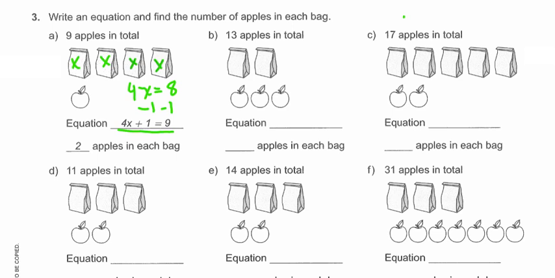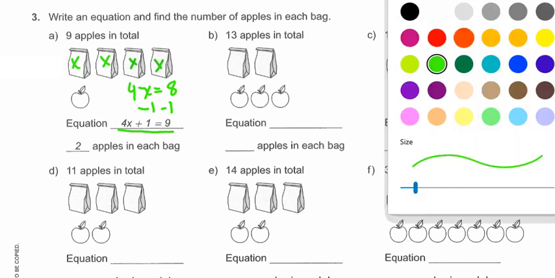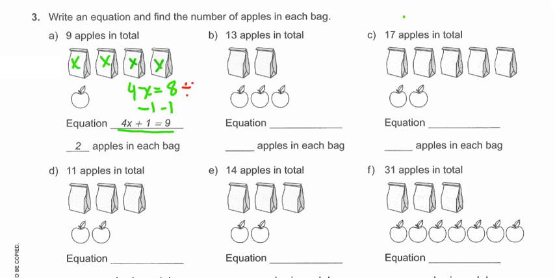So if I have 4 bags of apples and there's 8 apples altogether, how many are in each bag? Well, I would divide each side by 4. So this one divided by 4, this one divided by 4, and you'd find that x equals 2. So in your mind, you could probably count out that this one has 2 apples, this one has 2 apples, this one has 2 apples, this one has 2 apples, and that makes 9 apples altogether. Okay?